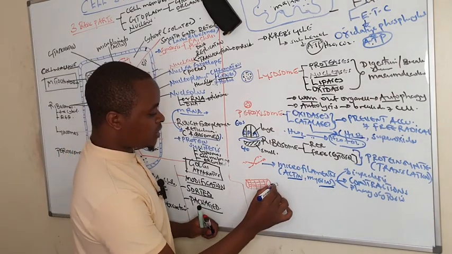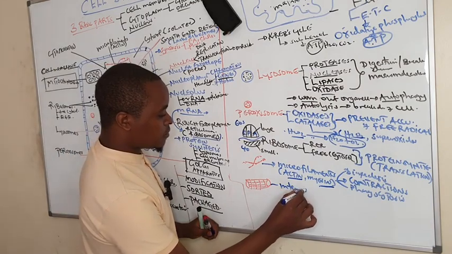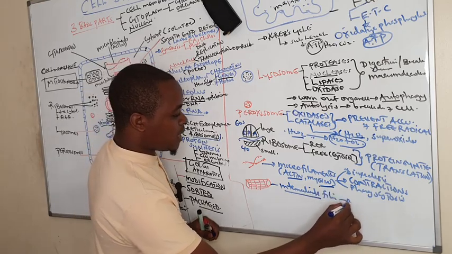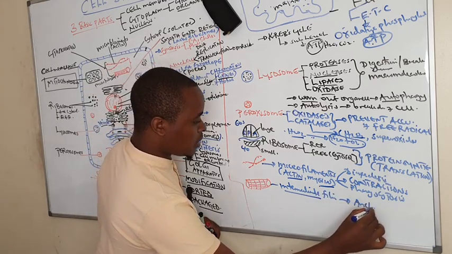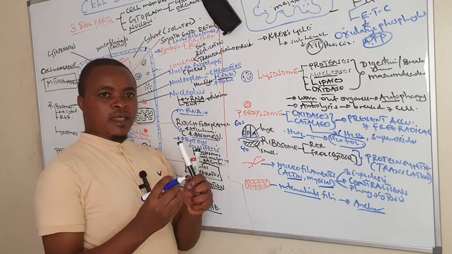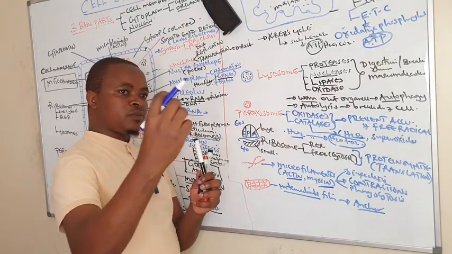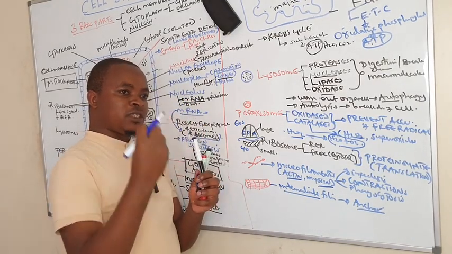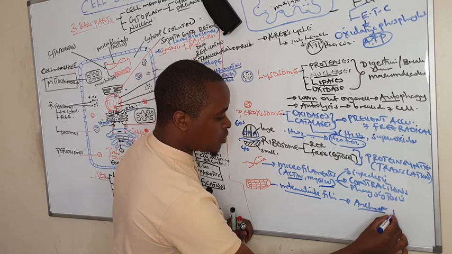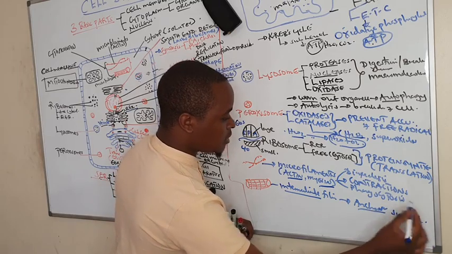Then we also have the intermediate filaments, and these anchor cells. They can anchor two cells together and also enable support of the cell together with the outside environment. So this one acts as an anchor, offering support.